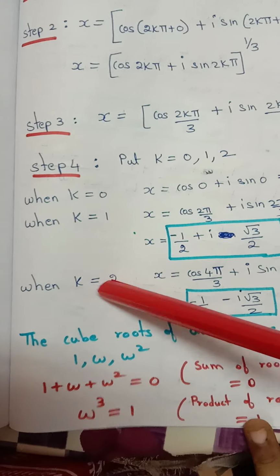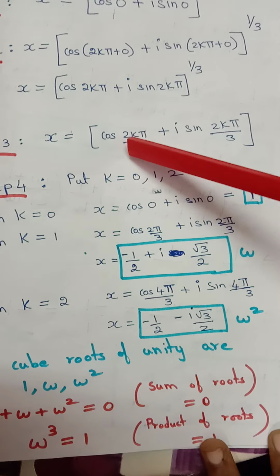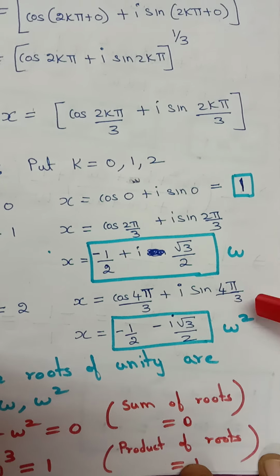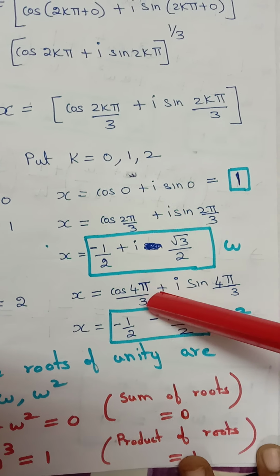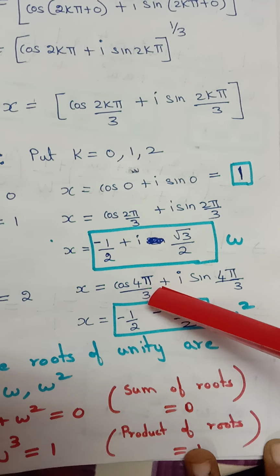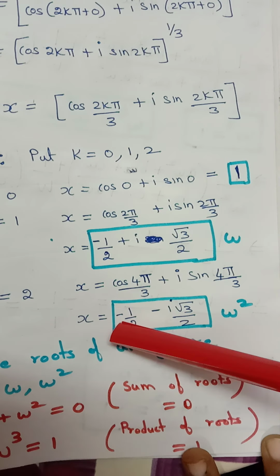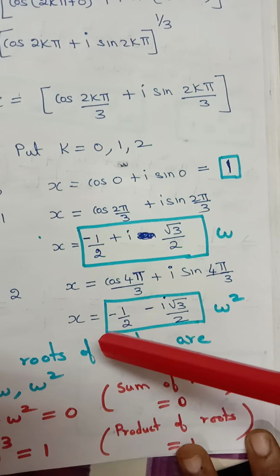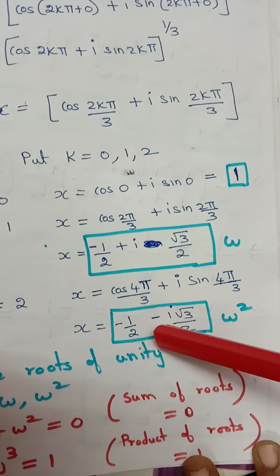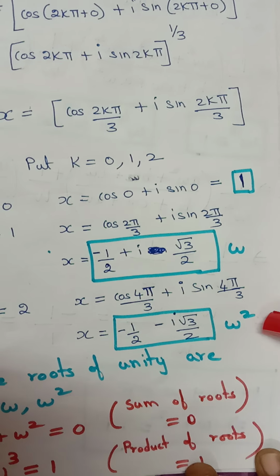Now let us come to the third stage. You are going to put the value of k as 2. So when I put here 2, 2 twos are 4. So I will have cos 4 pi by 3 plus i sin 4 pi by 3. In radian measure 4 pi by 3, when we convert into degrees, is 240 degrees. So this 240 lies in the third quadrant. In the third quadrant cos and sin both are negative. So our third answer or third root is x is equal to minus 1 by 2 minus i root 3 by 2, which usually we denote by omega square.